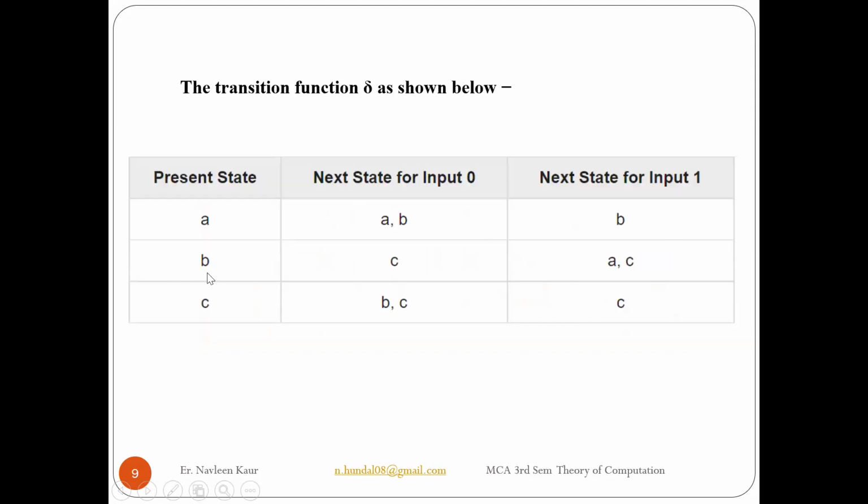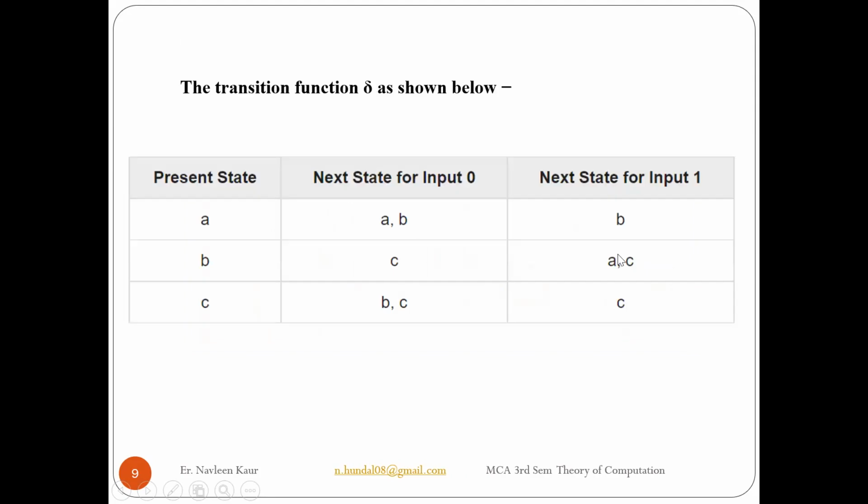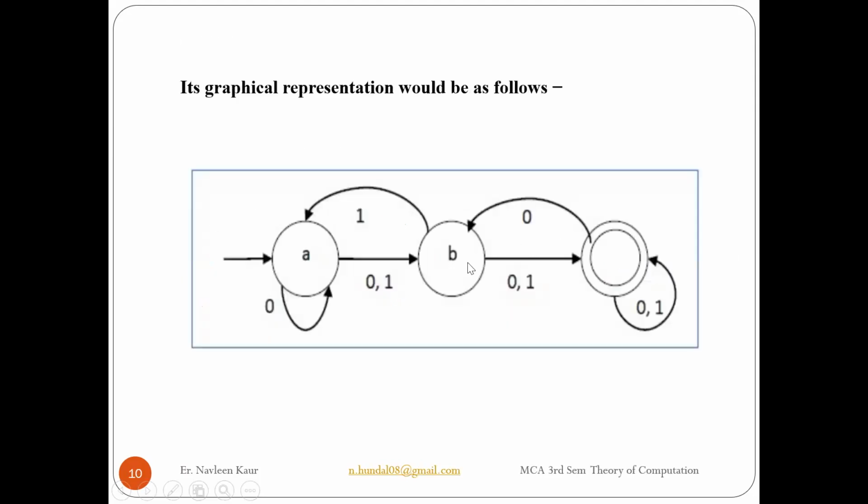Next one is from B. If you give 0 input, it is taking you to C. So to B, consider that this is your C. If to B you give 0, it goes to C. So this is the representation. B with 0 goes to C, and B with 1 goes to A and C. So B with 1 also goes to C, so that's why I'm putting it with a comma here. But to B, if you give 1, it also takes you back to A. So back to A you have to represent with a different line.